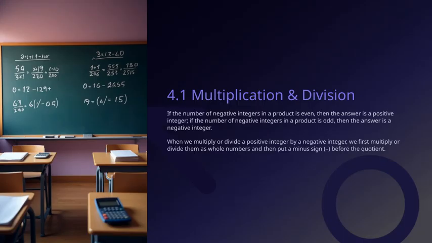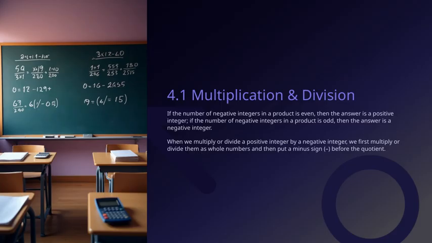Let's talk about multiplication and division involving negative integers. A key point to remember is that if the number of negative integers in a product is even, then the result is a positive number. Conversely, if there's an odd number of negative integers, the answer will be negative. So, for example, multiplying 2 negatives gives a positive, but multiplying 3 negatives results in a negative.